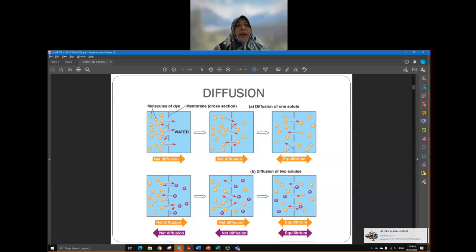So diffusion will occur for orange particles, where it moves from left to right, because you have a higher concentration of orange particles on the left side compared to the right side. The same thing happens to the purple particles, okay? You have a high concentration of purple on the right side compared to the concentration of purple particles on the left side. So diffusion will take place, right?